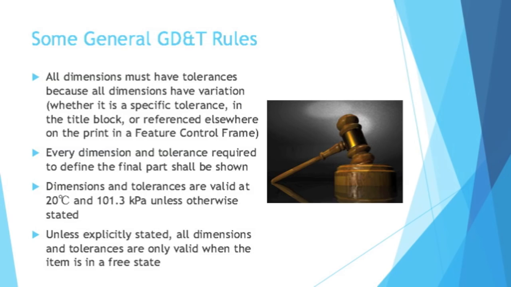So for things like jet engines or submarine parts that are planning on going to the Arctic, they're going to have to state these dimensions are based on this temperature variance. Also, kind of tying off from dimensions and pressure, unless explicitly stated, all dimensions and tolerances are valid only when the item is in free state. So it's saying, yes, here's a dimension of a part, but if you put it into a press, you're going to change that dimension.